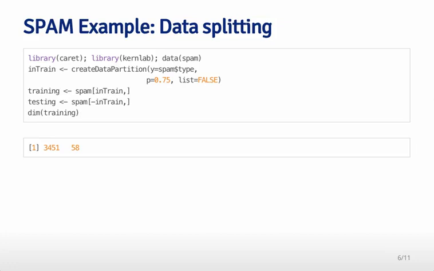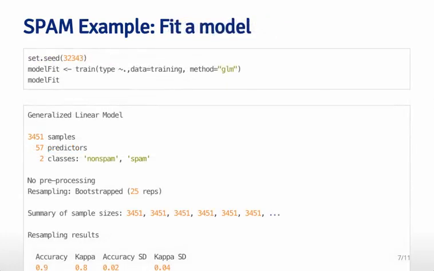And you can do this with this simple interface. Next, you can fit a model. So here I'm going to use the train command from the Caret package. Again, I'm trying to predict type, and I use the tilde and the dot to say use all the other variables in this data frame in order to predict the type. And I tell it which data set I want to build the training model on, in this case, the training data set that we created on the previous slide.